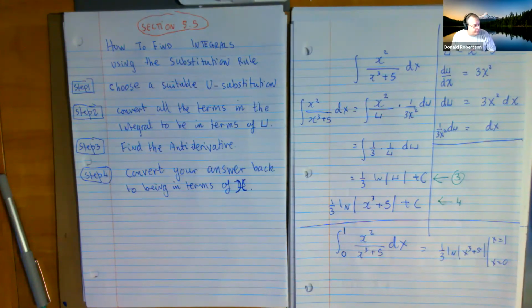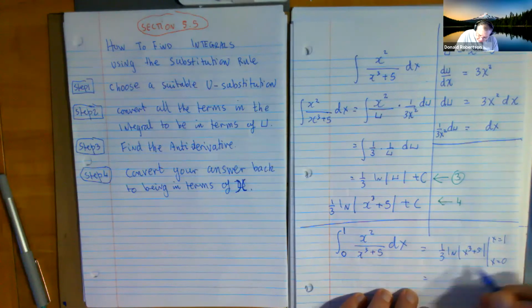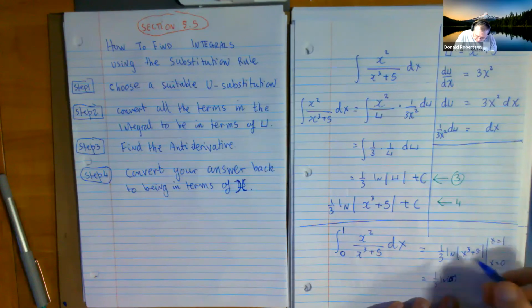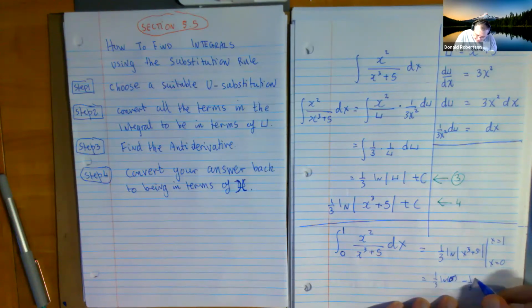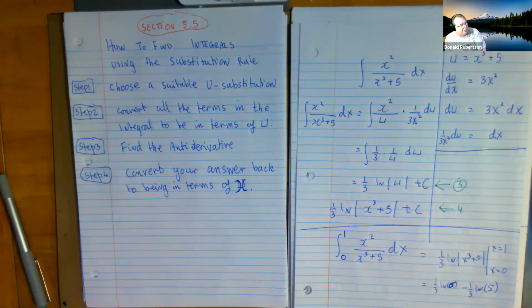Right? So it's not that you would do anything that different. Wouldn't you just do what you would have done anyway once you know the antiderivative? If you plug in 1 here, you get 6, so it's 1/3 log 6. If you plug in 0, you get 5. And I don't need to stick an absolute value around 6 and 5 because aren't these just 6 and 5 anyway?